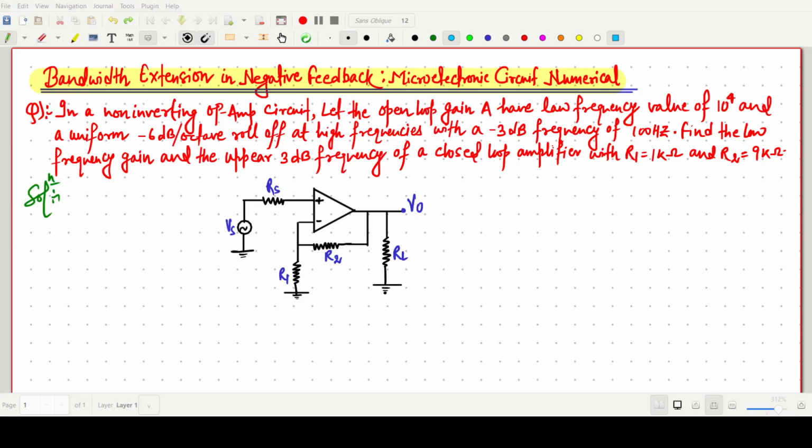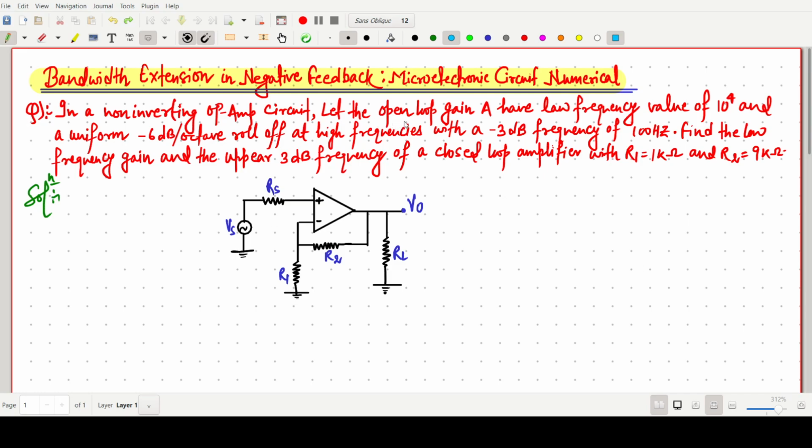Welcome everyone. In this video, we will solve a numerical which is based on the bandwidth extension in negative feedback. So the title is bandwidth extension in negative feedback. This is a question from the feedback circuitry. In this question, a non-inverting op amp is given. So here this one is the non-inverting op amp.